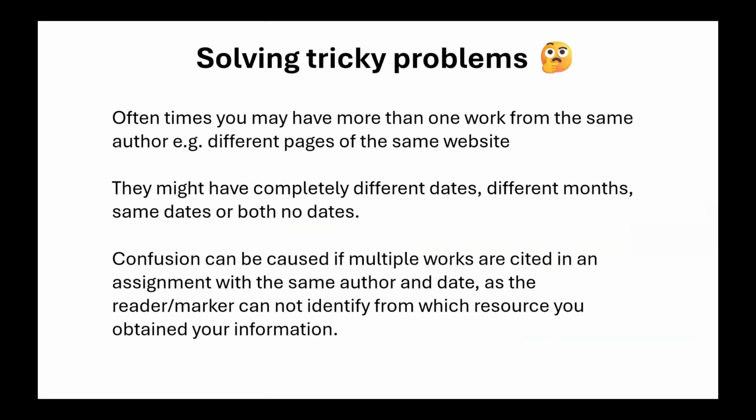Solving tricky problems. Oftentimes, you may have more than one work from the same author, for example, different pages of the same website. They might have completely different dates, different months, might have the same dates, or both have no dates. Confusion can be caused if multiple works are cited in an assignment with the same author and date, as the reader marker cannot identify from which source you obtained your information.